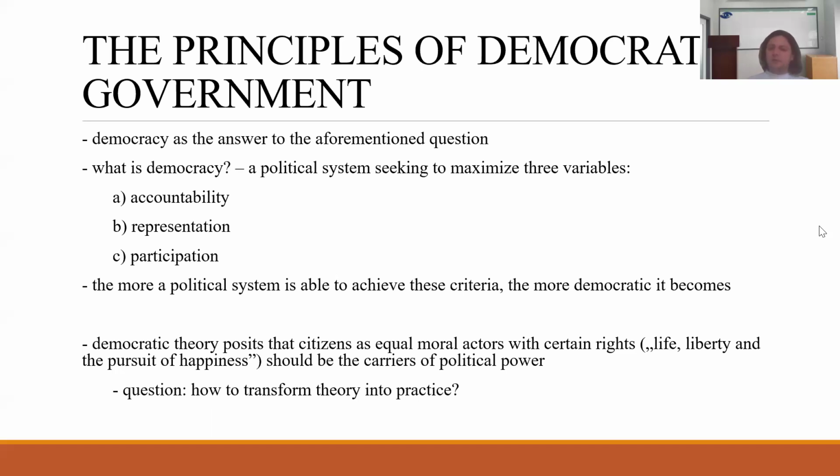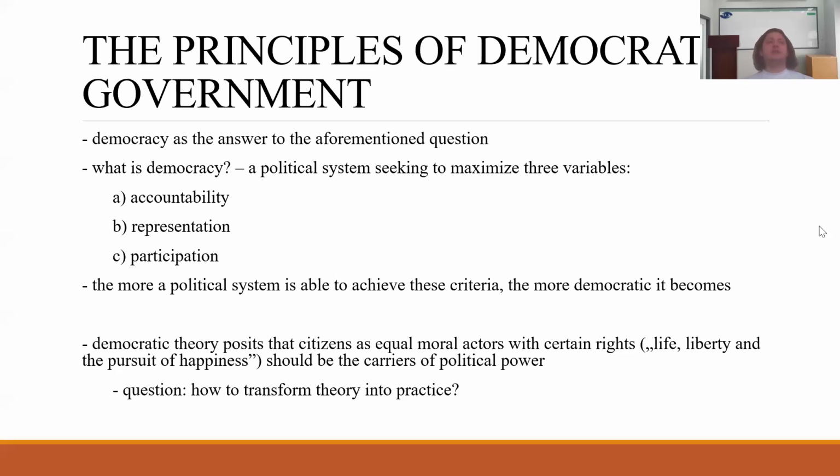Now, how does democratic theory answer the question of providing people with an avenue to influence the state? Democratic theory starts from the assumption that all citizens are equal moral actors. That simply means that all humans inherently have equal worth. There is no individual who, by the very nature of their existence and their person, is more worthy than other people, and that all of these people, to an equal extent, have certain rights.